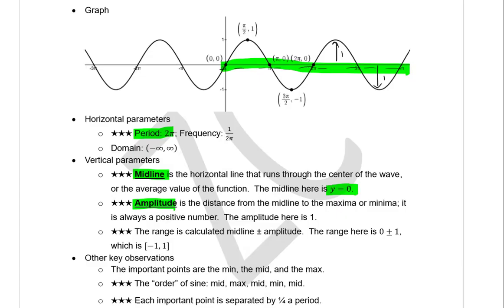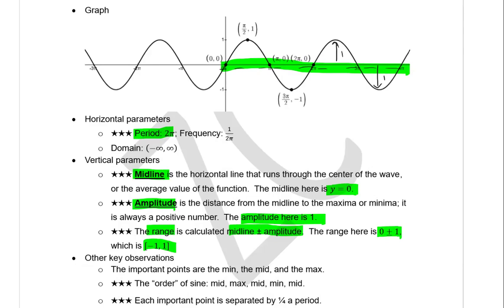So it's going to be positive. It is 1 as well. So the amplitude here is 1, okay? And once we have these two parameters, we can get the range of the sinusoid. Okay, the range is just midline plus or minus the amplitude. So in this case, it's 0 plus or minus 1. So it goes from -1 to 1.